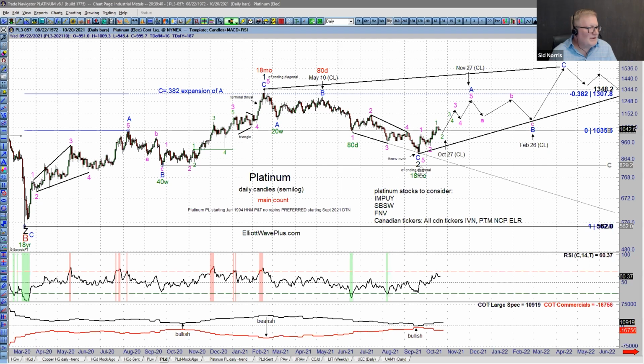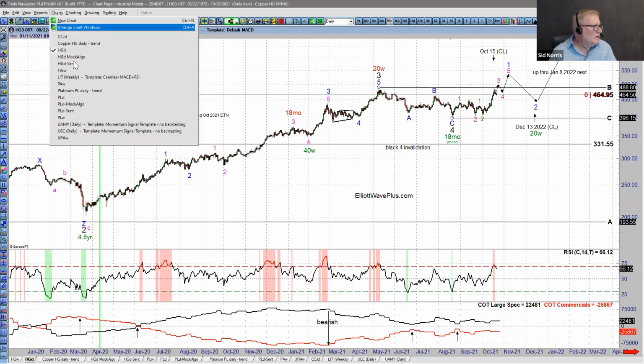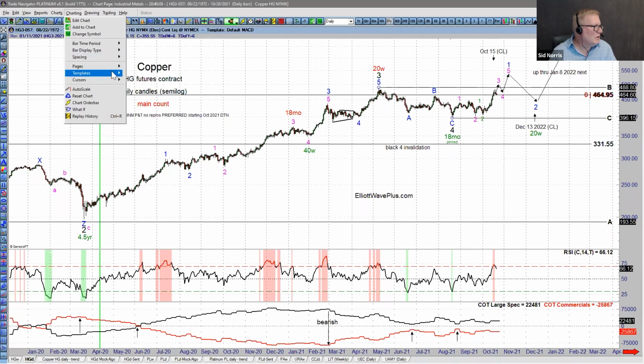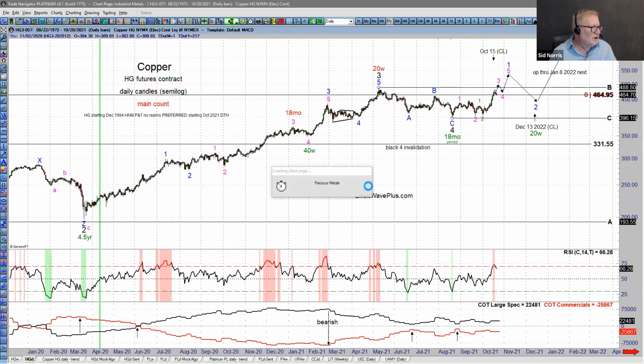The fact that we're getting an 18-month cycle trough here in late September indicates that on other metals, for instance copper, there's a very good chance that this low on August 19th was an 18-month cycle trough, and that it's generally going to move higher. Then you move to precious metals.